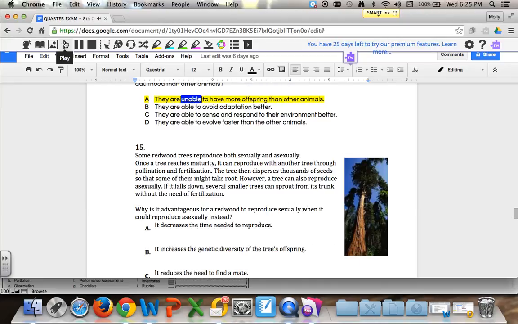A. They are unable to have more offspring than other animals. B. They are able to avoid adaptation better. C. They are able to sense and respond to their environment better. D. They are able to evolve faster than the other animals.